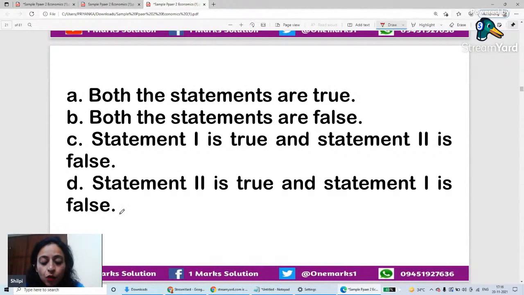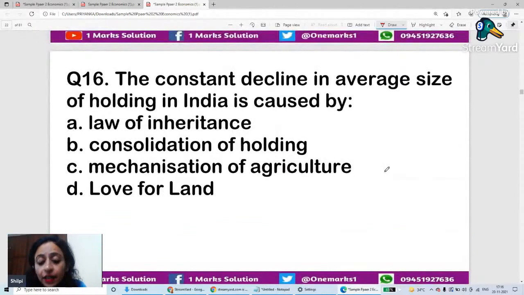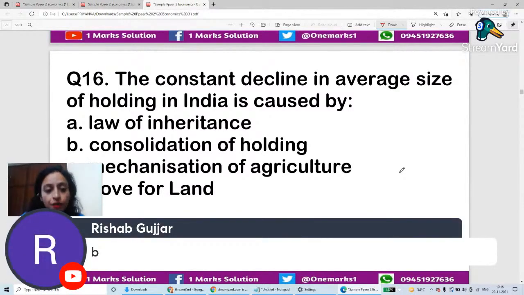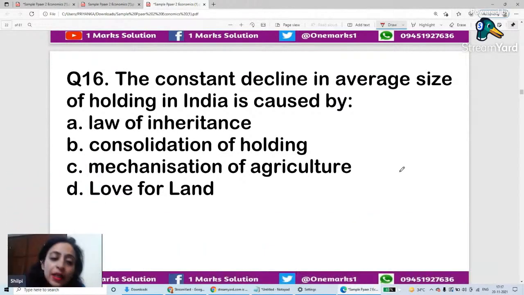Question number 16. The constant decline in average size of holding in India is caused by constant decline in average size, where the size of the land was getting divided into different portions. The landowner was dividing his land among, suppose, two or three of his sons. So the land was getting divided into different small holdings. This was under the law of inheritance, where the land of a parent is divided among the children. So this was law of inheritance, option A.